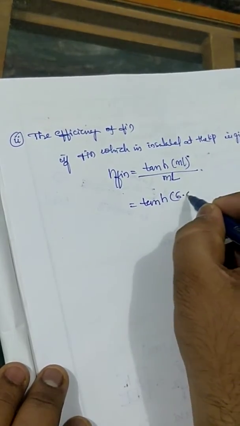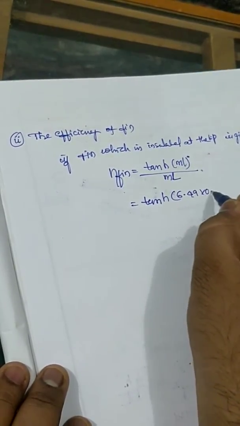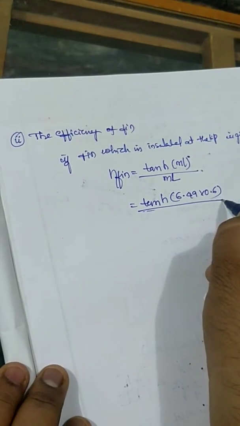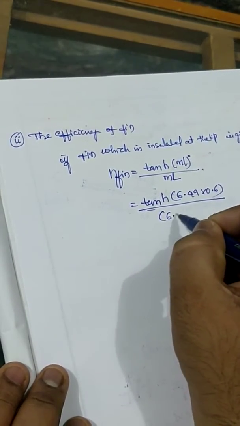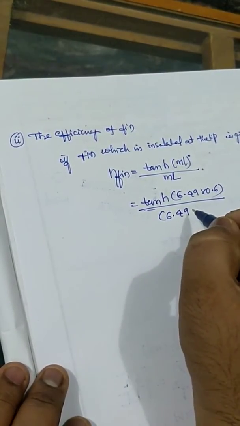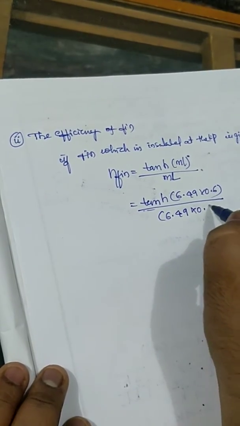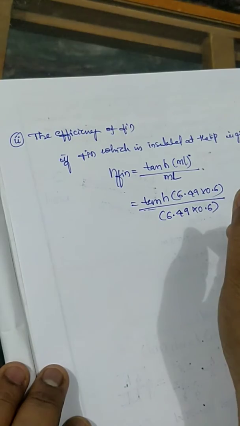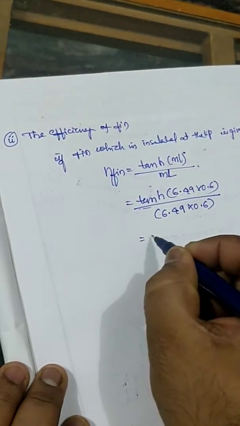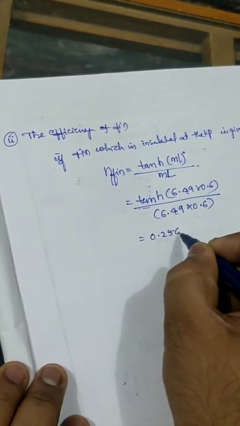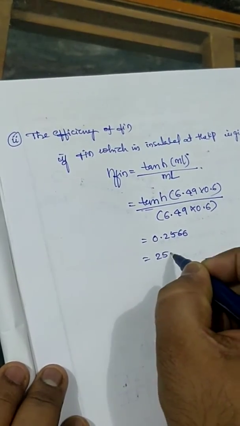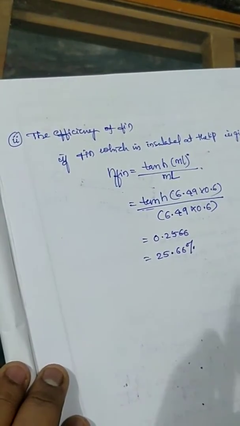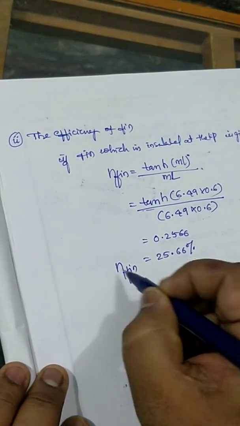So tanh of 6.49 into 0.6, divided by 6.49 into 0.6, that is 0.2566, or we can say 25.66%. This is the fin efficiency.